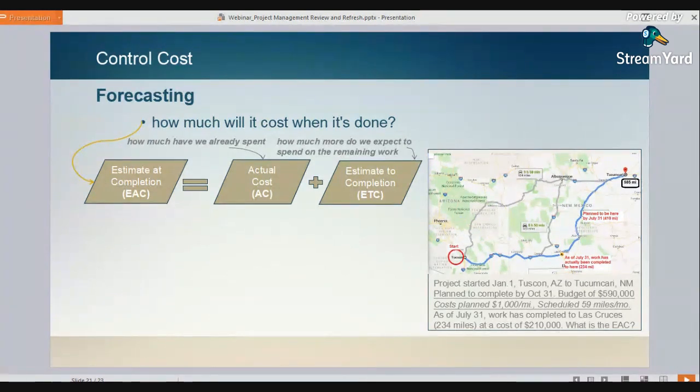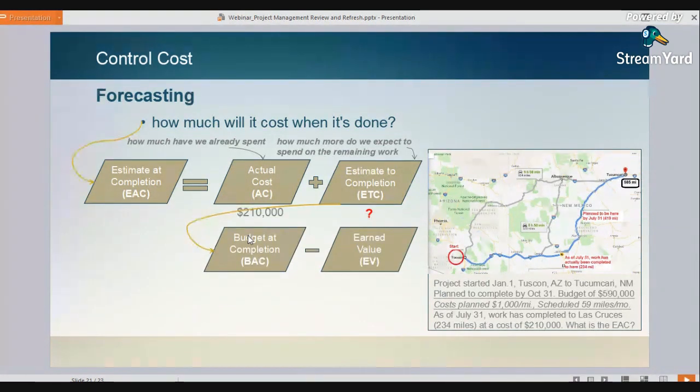Again, back to our example, Tucson to Tucumcari. We've spent $210,000. We say it's at an actual cost of $210,000. But what is our estimate to completion? How do we determine what the cost is going to be on our remaining work? Well, first we have to say, what is our remaining work? We know our remaining work is going from Las Cruces to Tucumcari, the end of the blue line right there.